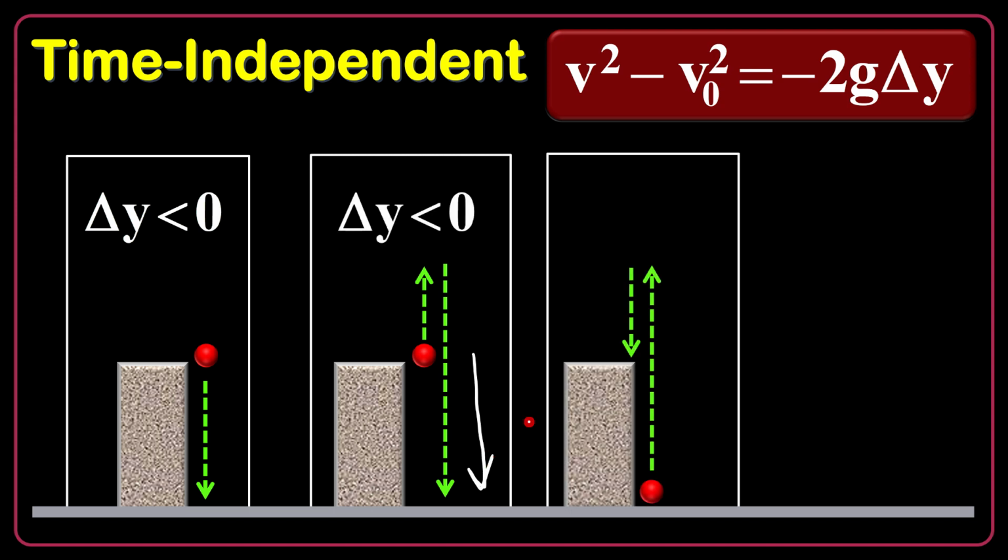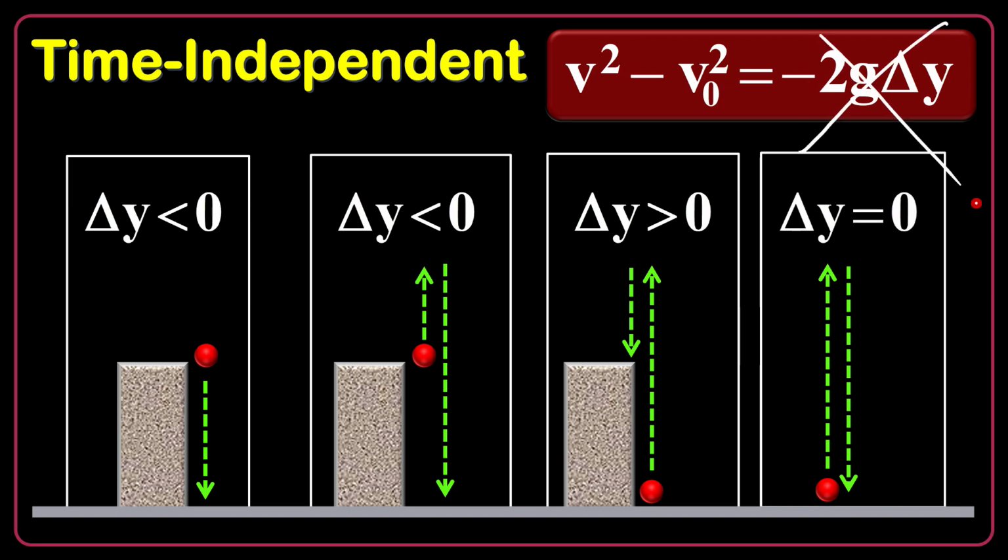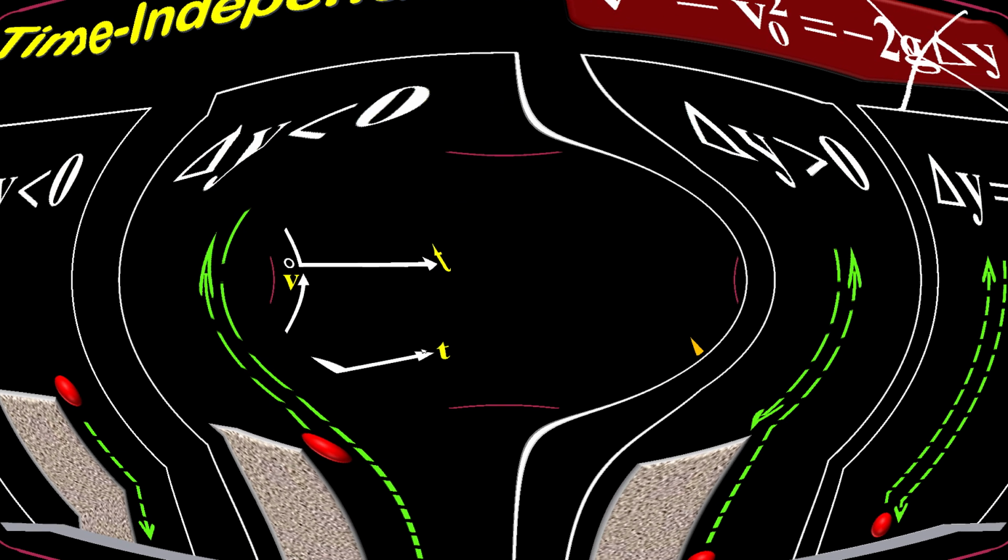And when the object starts from the ground and ends at a point above the ground, normally the delta y is expected to be a positive value. And the last case is when the object starts from a point and ends at the same point. So there is no delta y here. The right side of the equation will be 0.